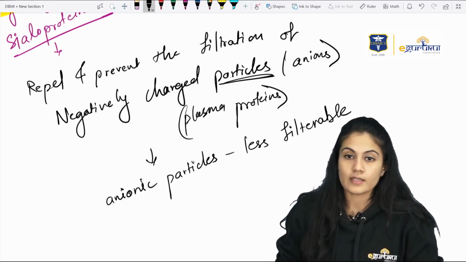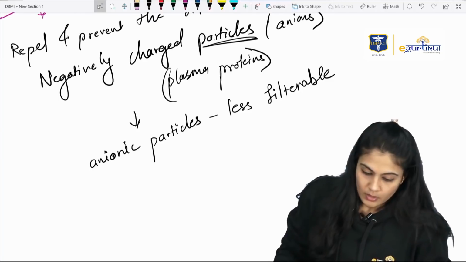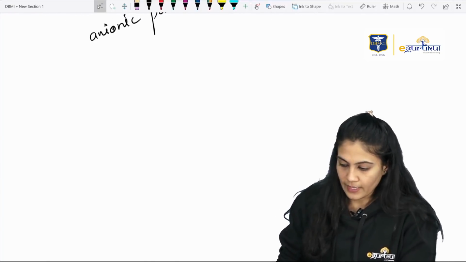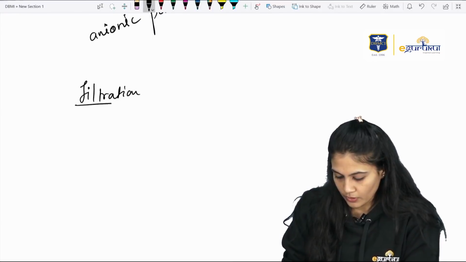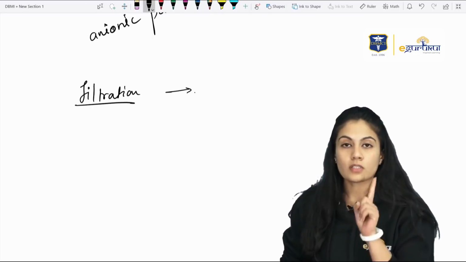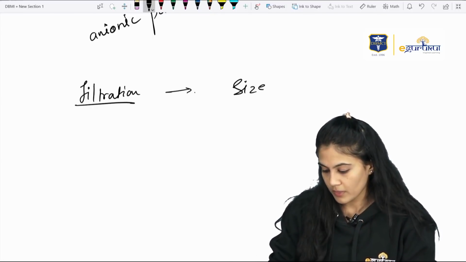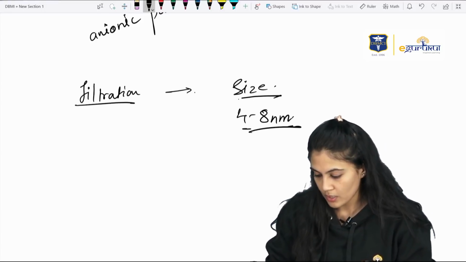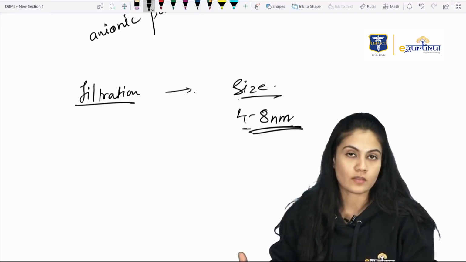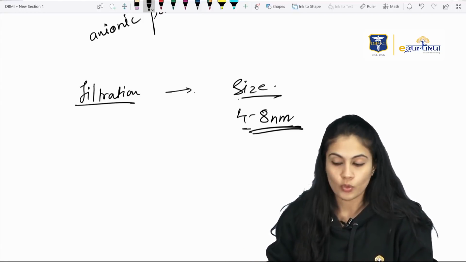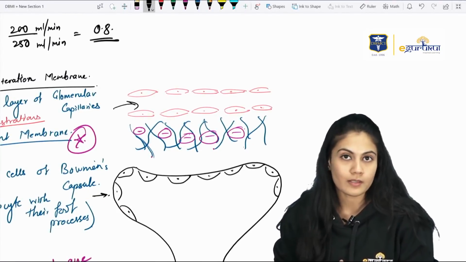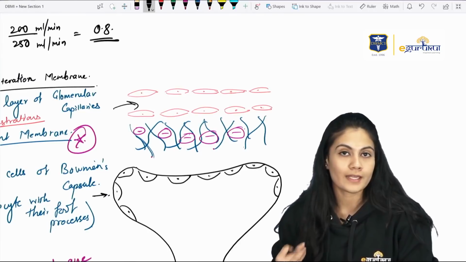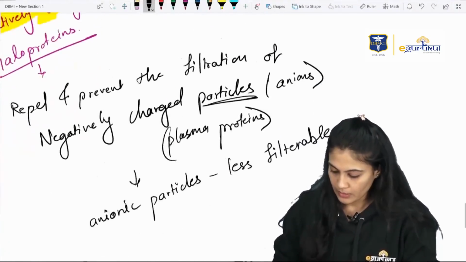They are less filterable, right? Okay, so if we have to talk about the filtration, remember the filtration occurs first of all on the basis of size, 4 to 8 nanometers. Why? Because the pores are of this size, the fenestrations are of this size. So whatever particles are coming through these glomerular capillaries, if they are 4 to 8 in size, what will happen? It is important. Why?